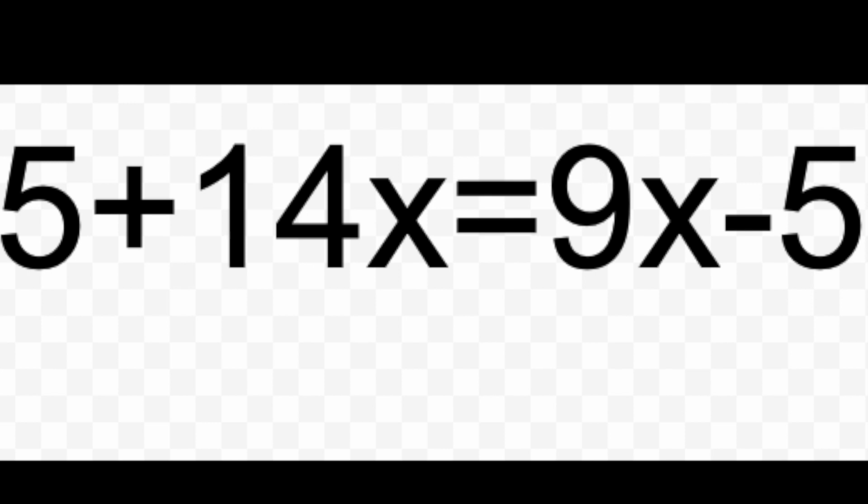Okay, so our last problem: 5 plus 14x equals 9x minus 5. Now, in order to solve this problem, the first thing we want to do is subtract 9x from both sides, and that's going to give us 5 plus 5x equals negative 5. Then the next thing we're going to do is subtract 5 from both sides. This is going to leave us with 5x equals negative 10, and then we're going to divide both sides by 5. Then x will be equal to negative 2. And that is our answer for the fourth problem.